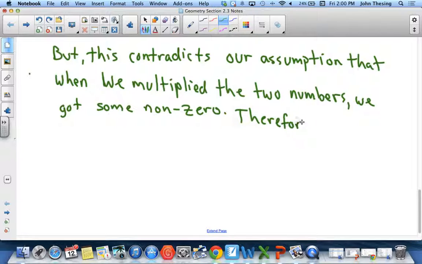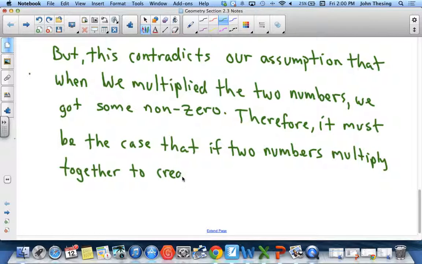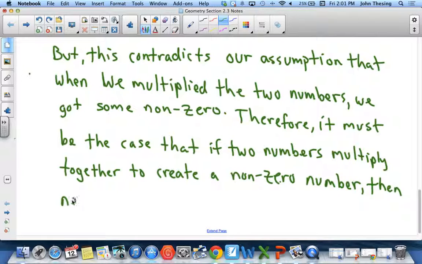Therefore, it is wrong. It must be the case that if two numbers multiply together to create a non-zero number, then neither of them is zero.